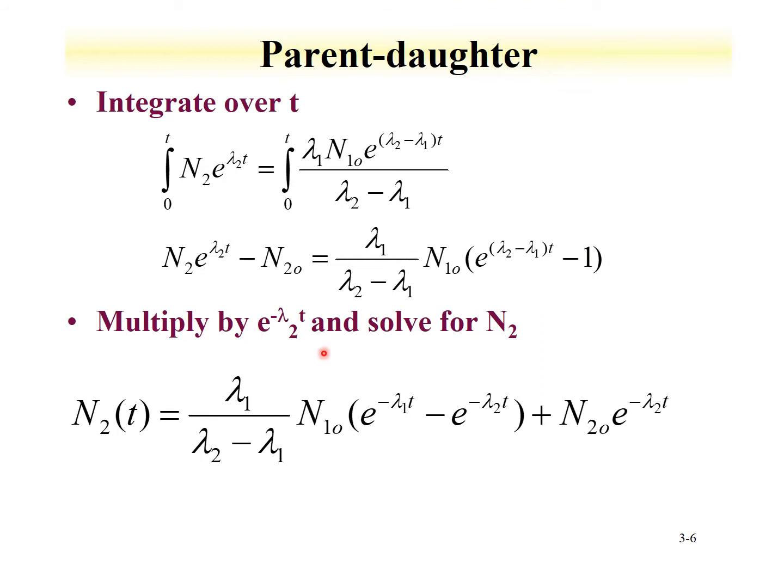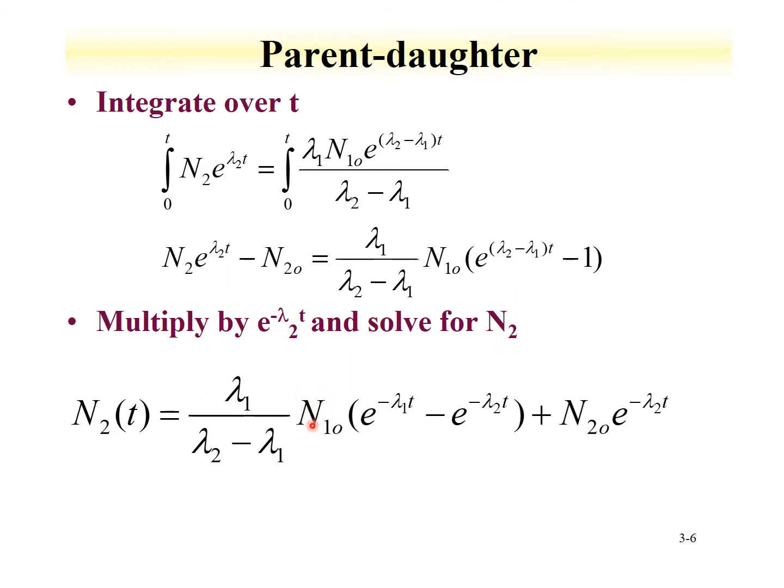Multiply by e to the minus lambda 2 times t and solve for n2. Remember, we're talking about the daughter, so we're looking for n2. So n2 at any time t is equal to the decay constant of the parent divided by the decay constant of the daughter minus the decay constant of the parent. This talks about a ratio. This describes the relative growth and decay. So the decay of the parent is growing into the daughter, but as the daughter decays, it's disappearing. So you have the parent decay rate filling the daughter, and then the daughter decay rate having the daughter disappear.